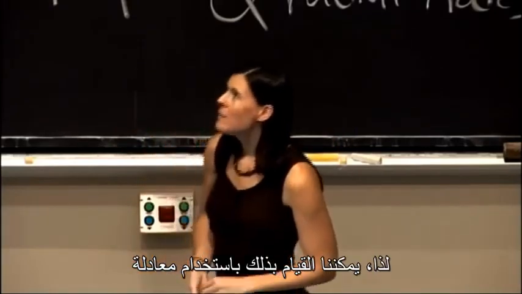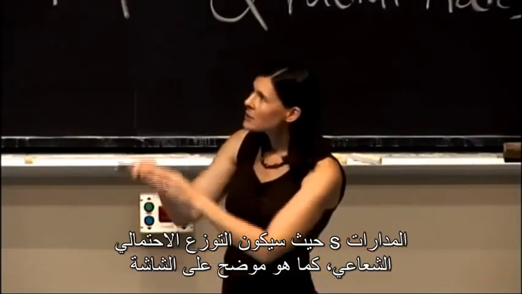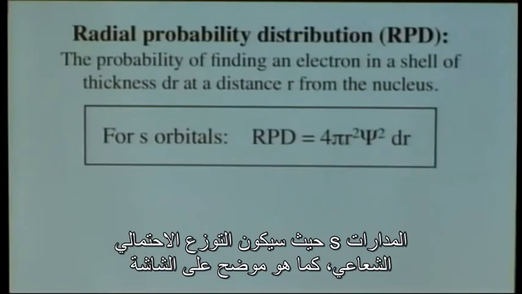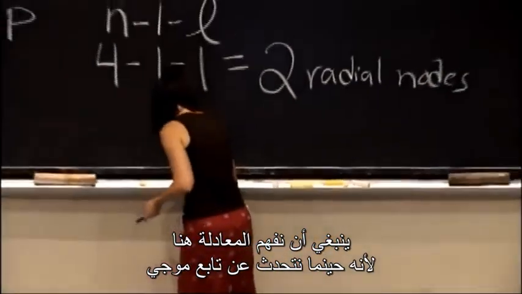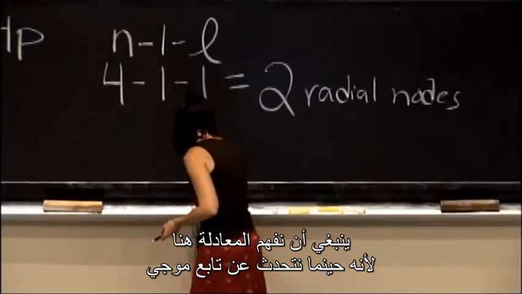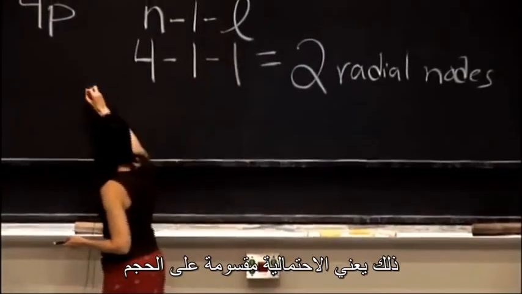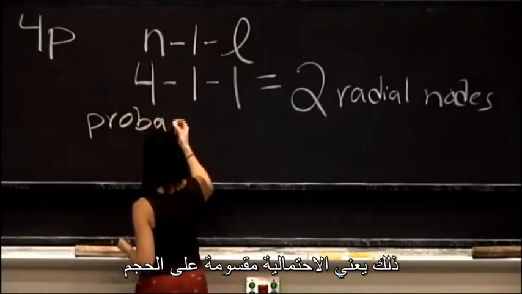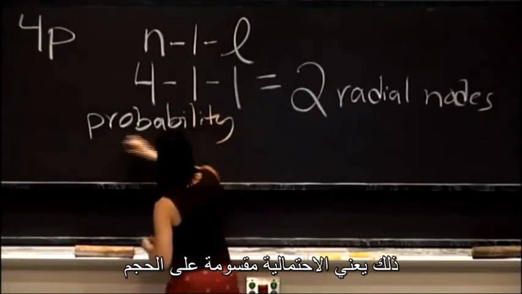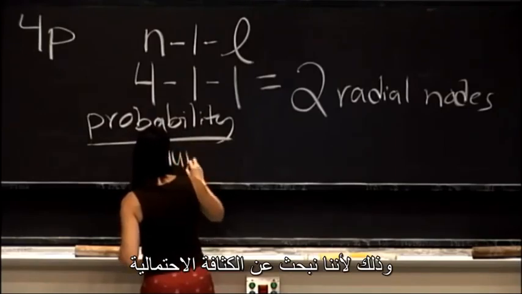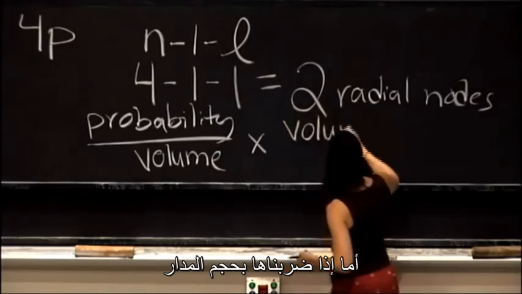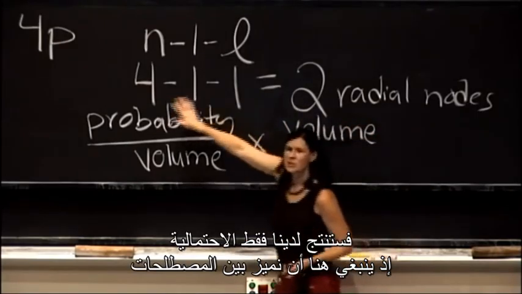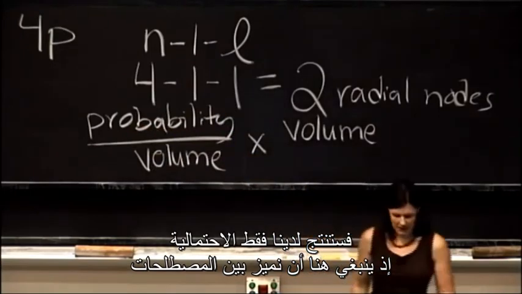So we can do that by using this equation, which is for s orbitals, where the radial probability distribution is going to be equal to 4 pi r squared times the wave function squared dr. That should make sense to us because when we talk about a wave function, we're talking about a probability divided by a volume because we're talking about a probability density. So if we actually go ahead and multiply it by the volume of our shell, then we end up just with probability, which is kind of a nicer term to be thinking about here.